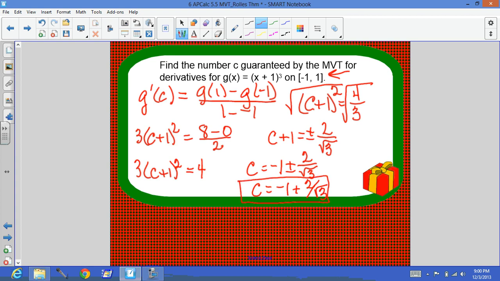Right. And if you put this in your calculator, if you figured a tangent line with this at this point, then you'd be in good shape. The secant line would be parallel to that tangent line. All right.